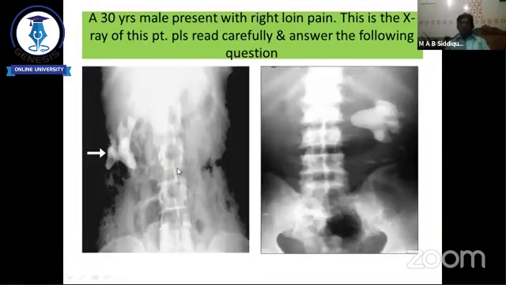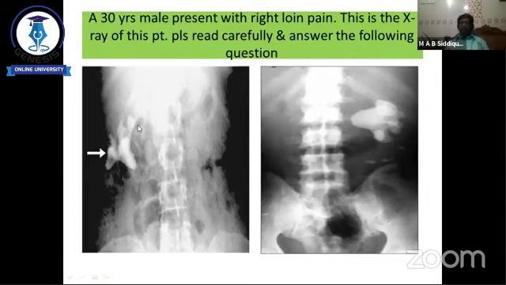Another X-ray showing this. You may also find a scenario like this: a 30-year-old male patient with right loin pain. This is the X-ray of this patient. Please read carefully and answer the following question. You may have some clue in your exam.